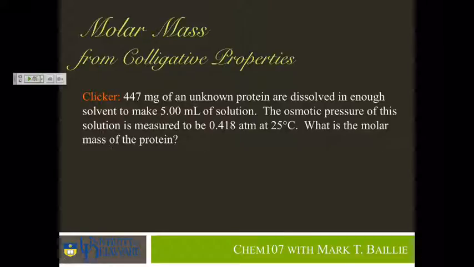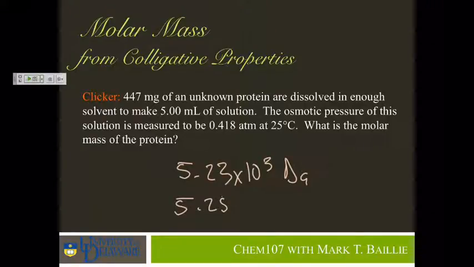Wait, before we get there. How could we have answered this? Was anybody here in class on Thursday? What was another way we said grams per mole? Dalton. So 5.23 times 10 to the third Daltons would have been fine. Kilodalton would have been great. That would have been the best answer.